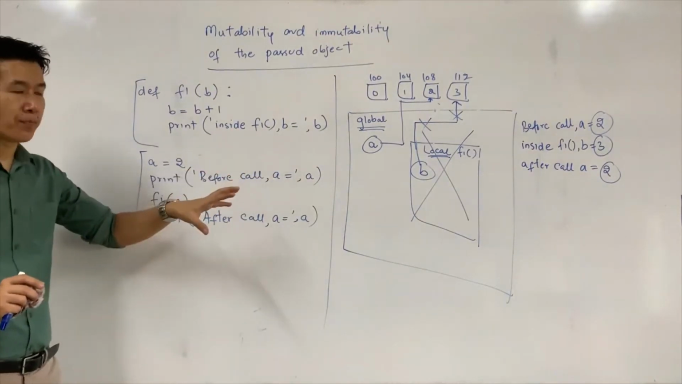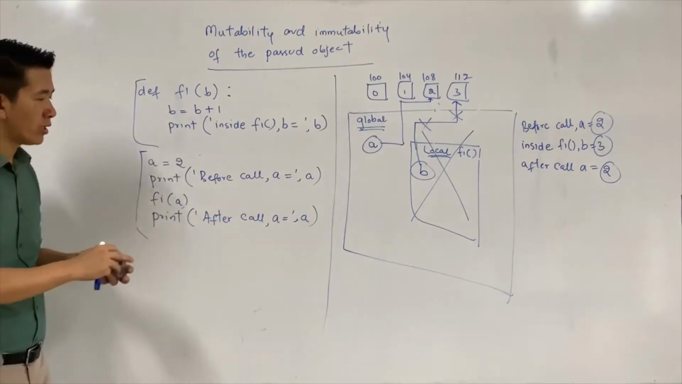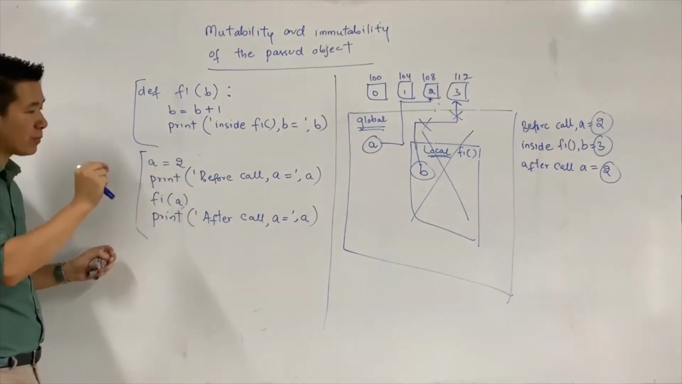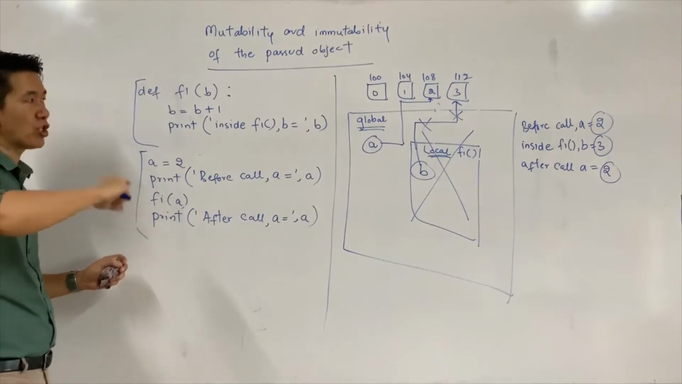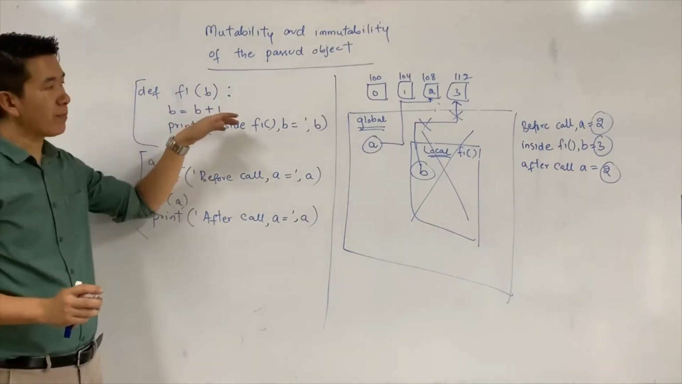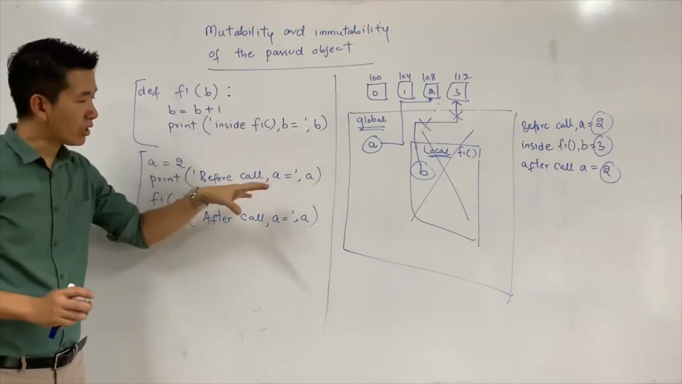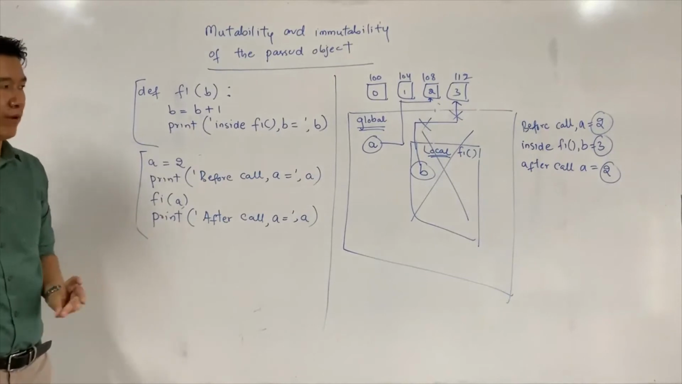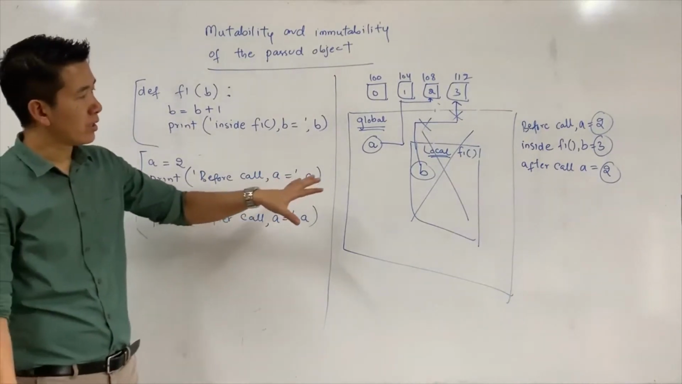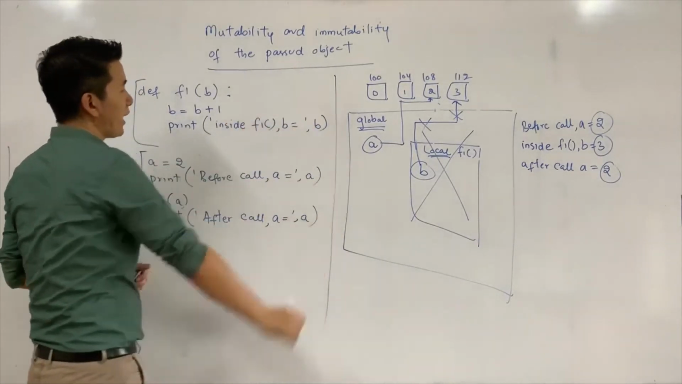The behavior changes depending on the mutability type of the values which are being sent. So as of now, I've sent an immutable data type, because of which whatever changes you make, the changes are not reflected back to the original values. Okay, so this is regarding the passed object being an integer.